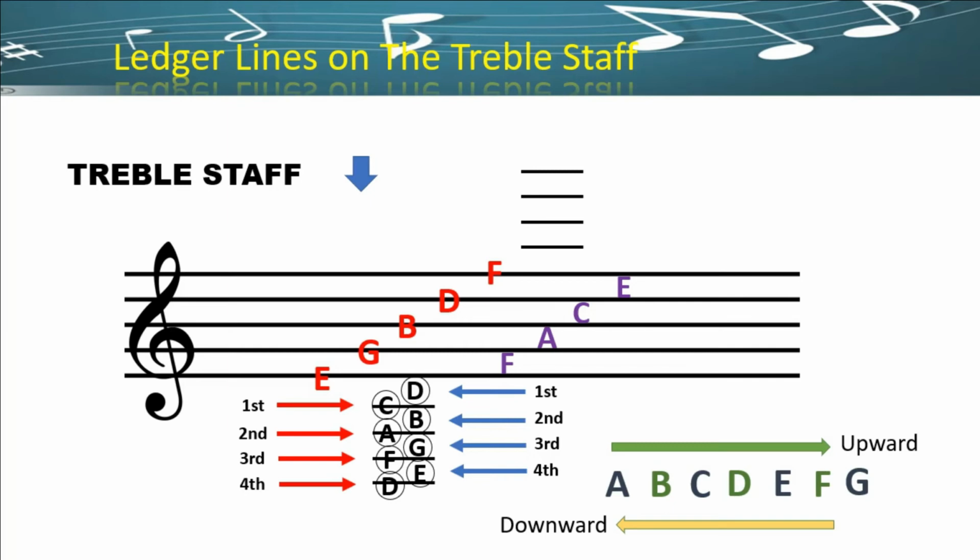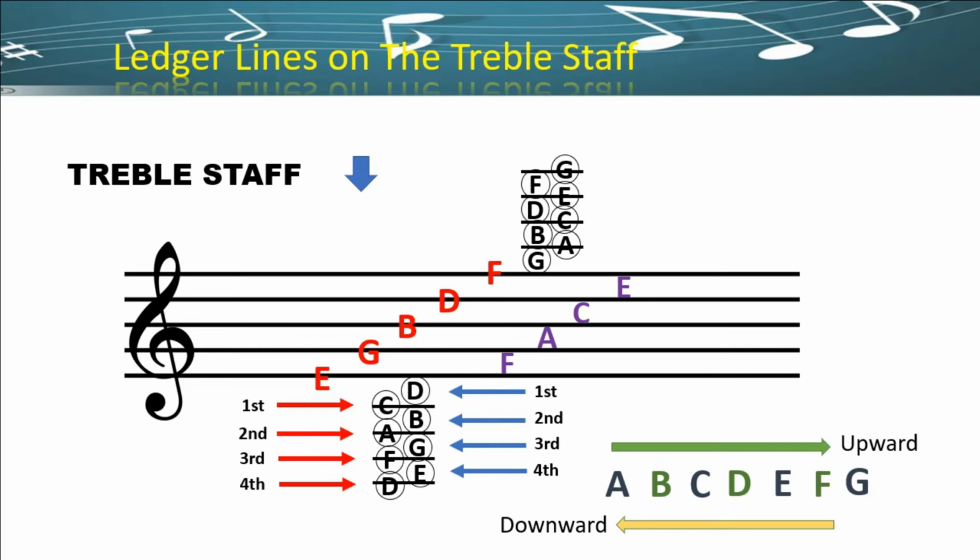The space above, the first space will be G, and then followed by A. Remember, we are going upward now. And then the space above the first ledger line will be B, then followed by C, which is the second ledger line above, and then followed by D, which is that space, and then the third ledger line will be E. The space above the third ledger line will be F, and then the fourth ledger line will be G. So these are the letter names of the ledger lines above the treble staff.